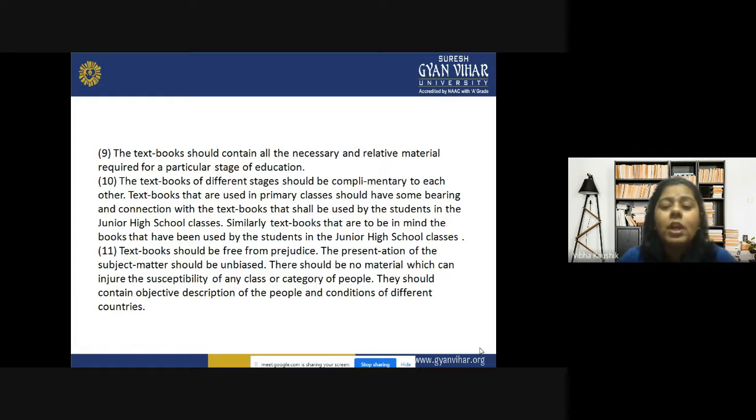Similarly, the textbooks should build on the books that have been used by the students in the junior high school classes. Textbooks should be free from prejudice, means there should be no bias. The presentation of the subject matter should be unbiased. There should be no material which can injure the susceptibility of any class or category of people. They should contain objective description of the people and conditions of different countries.